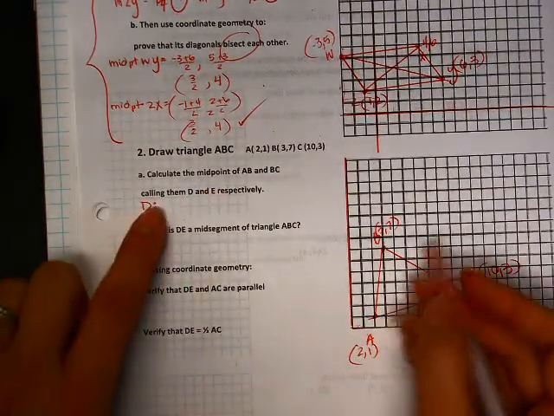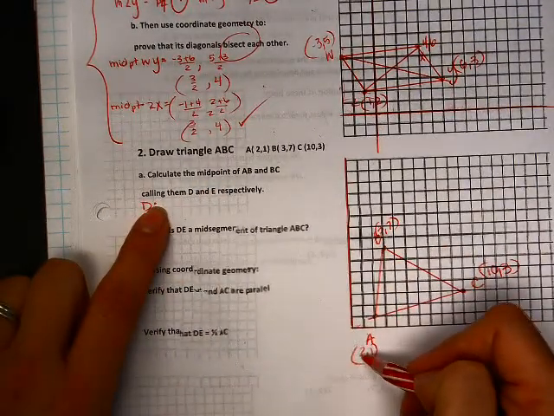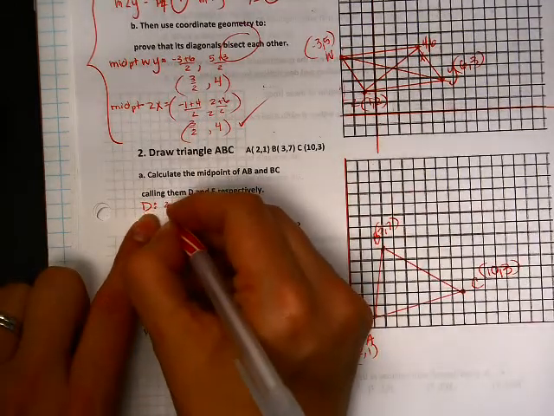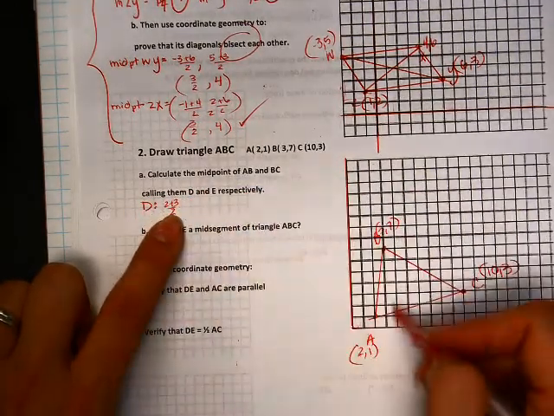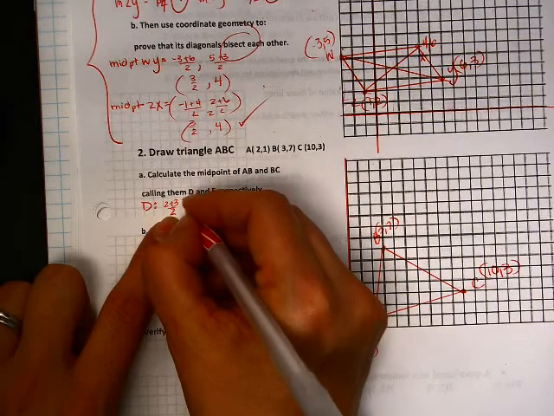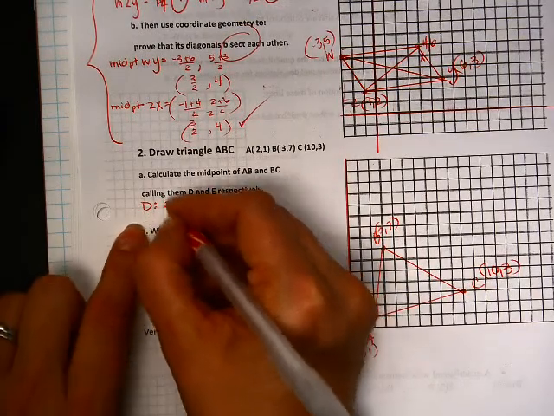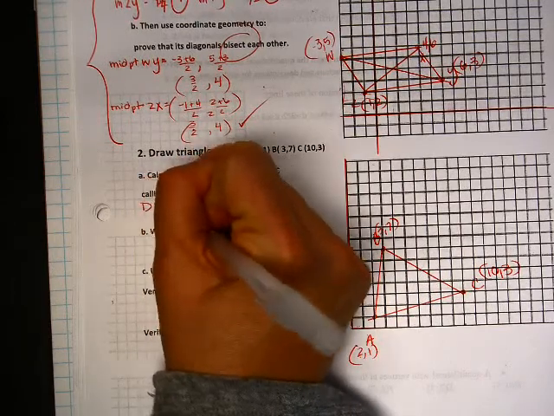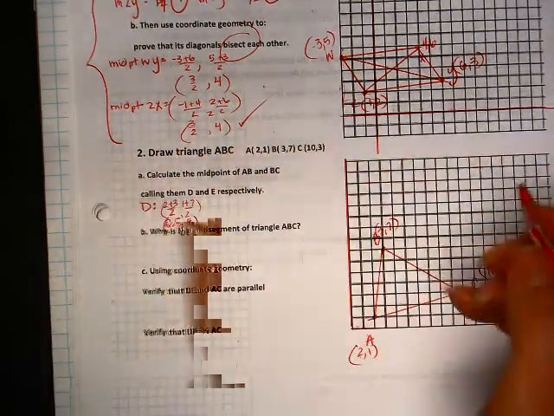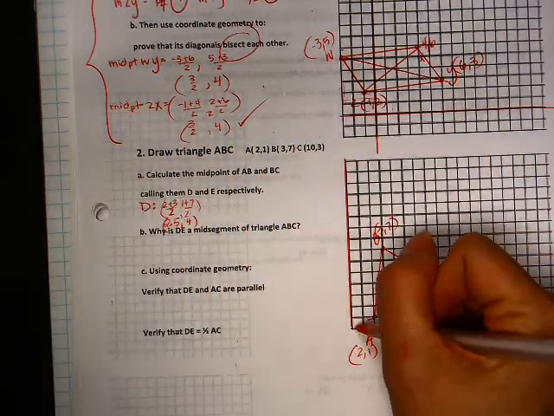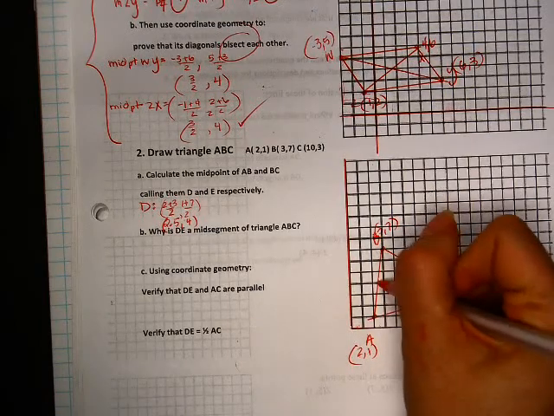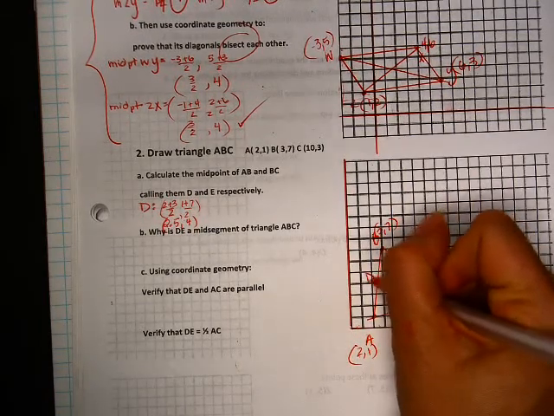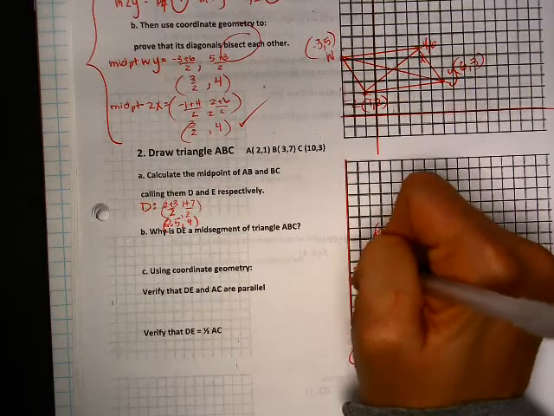And in order to do that, I'm going to go 2 plus 3 divided by 2, and then also 1 plus 7 divided by 2. So that gives me 5/2, which is 2.5, comma 4. And again, that was 2.5, comma 4, so this is definitely it.